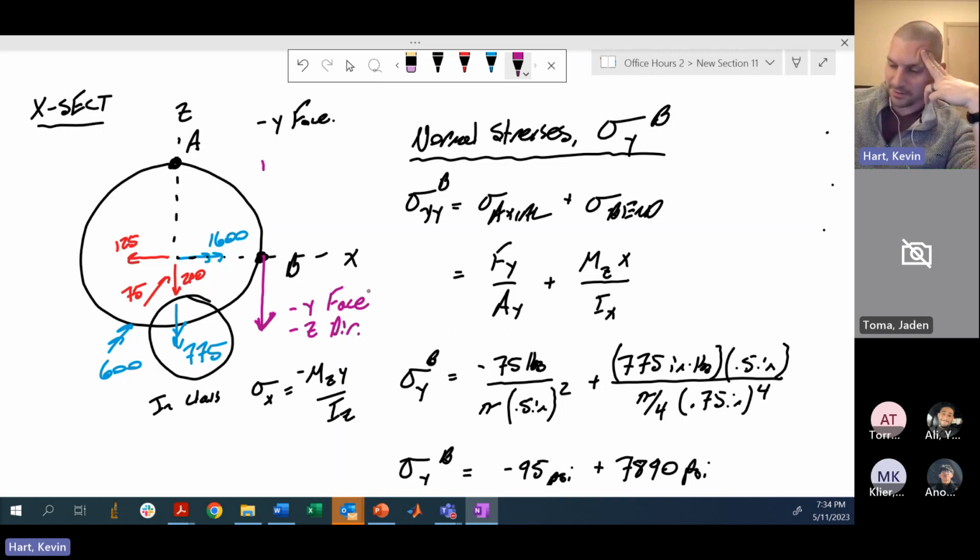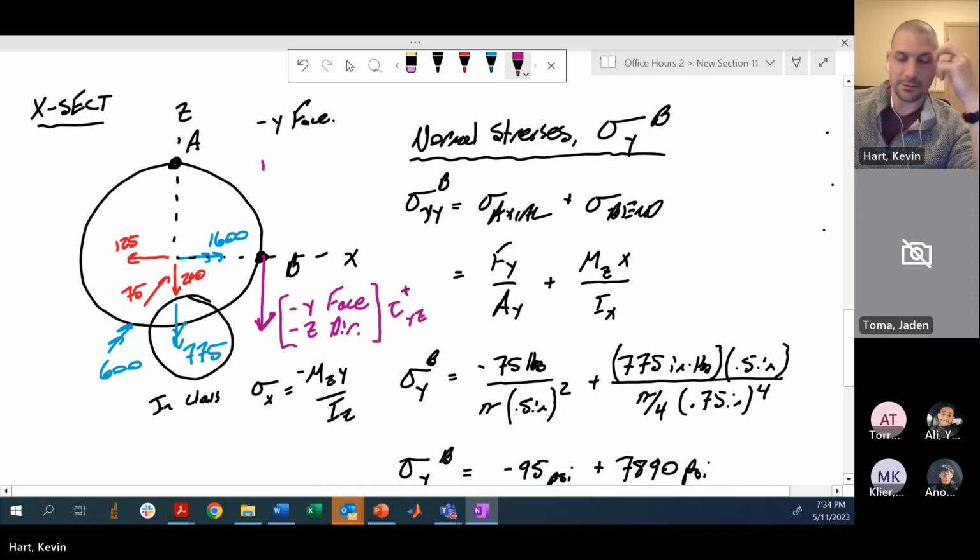Okay, so if we have negative y face, negative z direction, that means we're going to have a positive tau yz here. Everyone cool with that? Any questions on that?